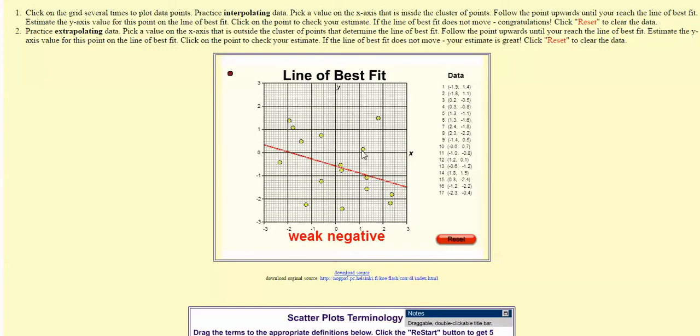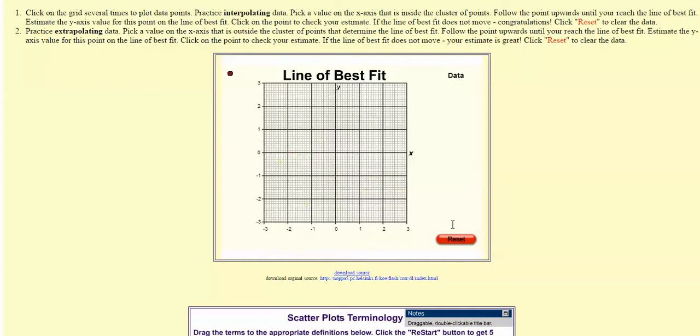And when it becomes a weaker negative, it's harder to even see that it's a negative correlation at all, because it's starting to look more and more like no correlation. So as it becomes weaker, the negative correlation becomes less and less obvious. And if the dots don't rise or fall from left to right, then it's no correlation, if the line is flat like this.